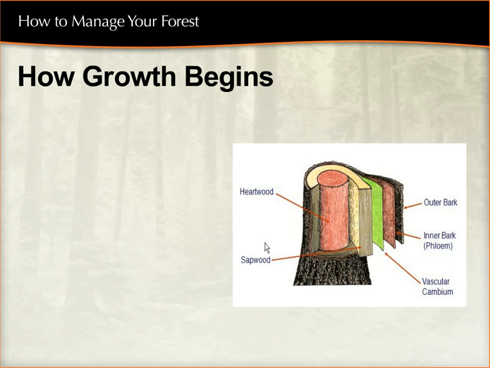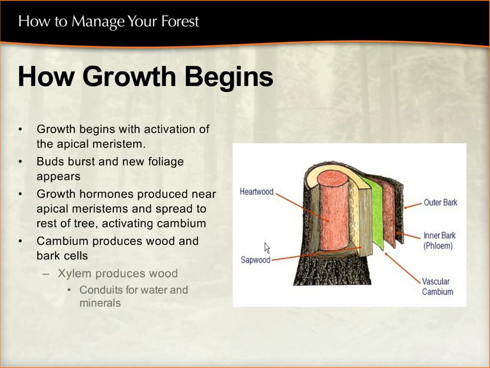When trees begin to grow in the springtime, growth begins with activation of the apical meristem. The trees break dormancy, the buds burst open, and new foliage appears. All height growth occurs at, not between, apical meristems, so a branch located a foot off the ground will remain at that location no matter how tall the tree grows.